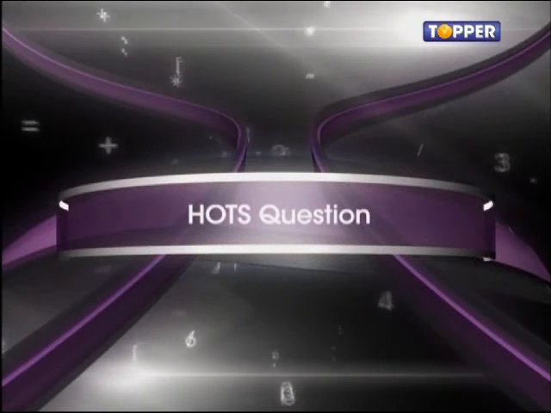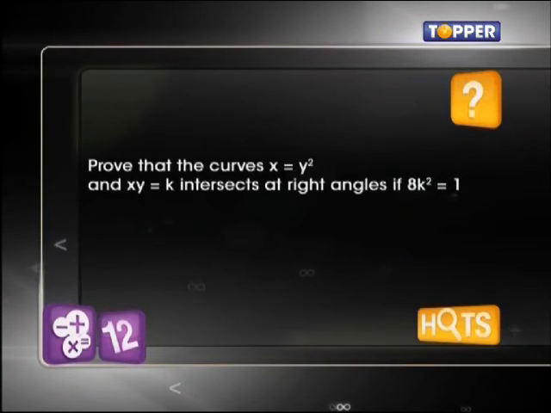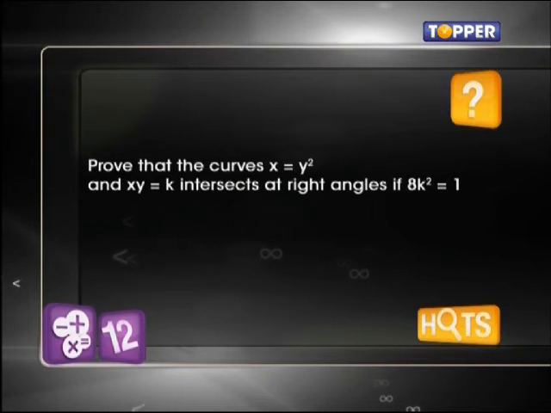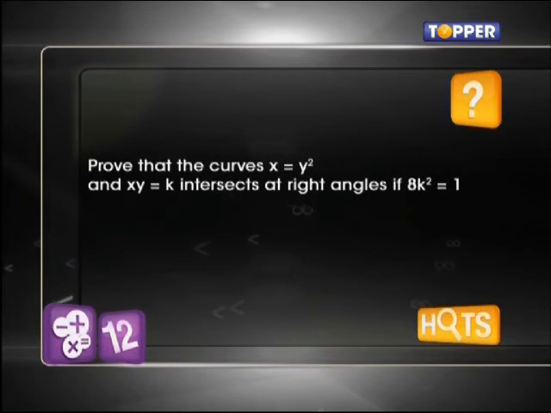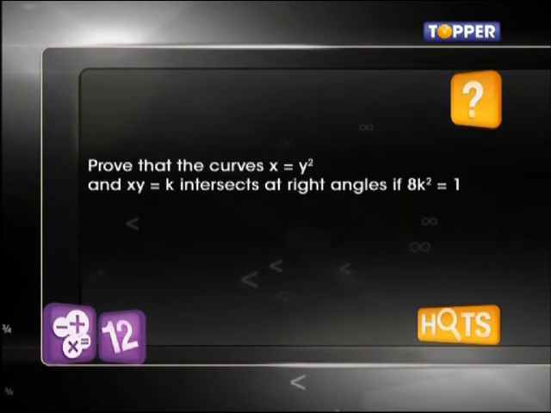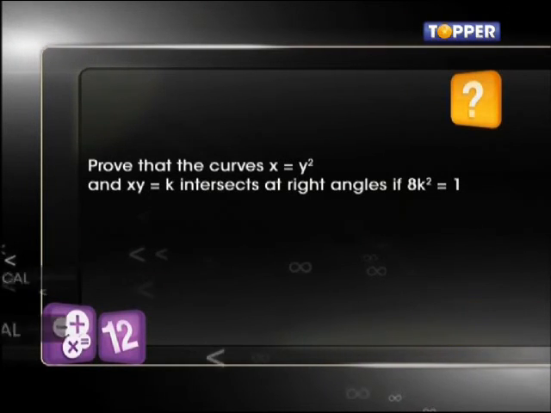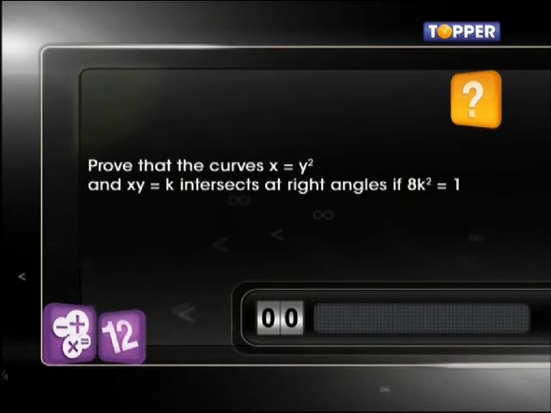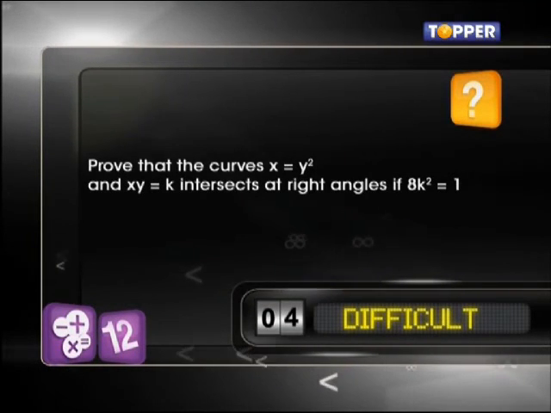Okay, it's time to fulfill my promise and tell you all about the HOTS question. If you've been following our other episodes, you'll know that HOTS stands for High Order Thinking Skills and refers to CBSE's innovative new question that will demand that you think out of the box. Prove that the curves defined by x equal to y square and xy equal to k cut at right angles if 8k square is equal to 1. This question may seem unfamiliar to you, but don't panic. Its solution is based on concepts that you've revised many times over.